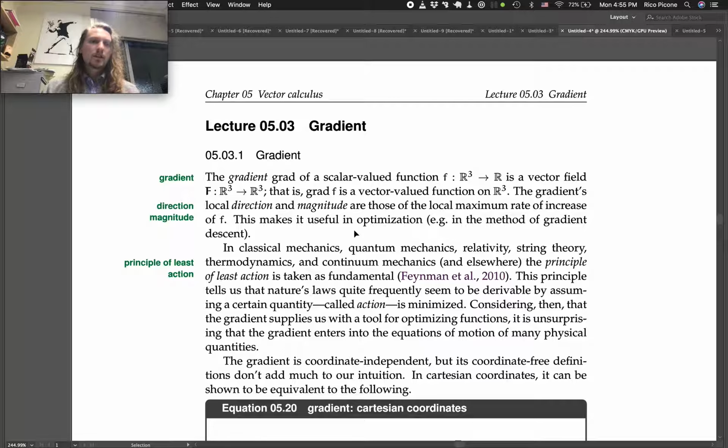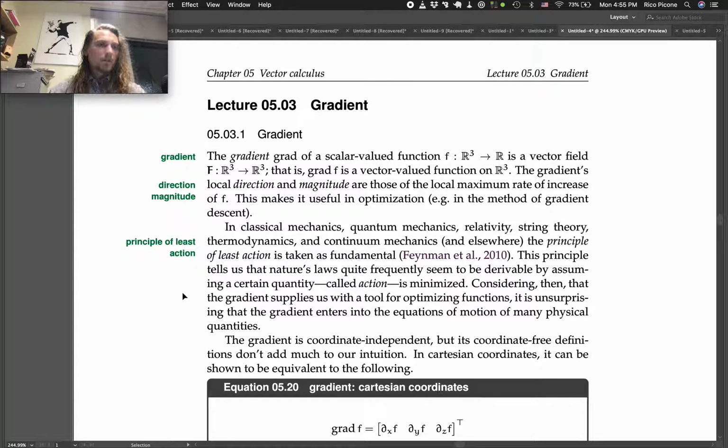So if f has any difference as it changes from a given point, then the gradient will be pointed in the direction it most increases. So this makes it useful in optimization, for example, in the method of gradient descent. You can optimize a function by following its gradient, essentially, and find local and then hopefully global maxima and minima.